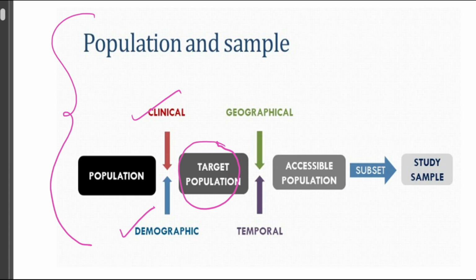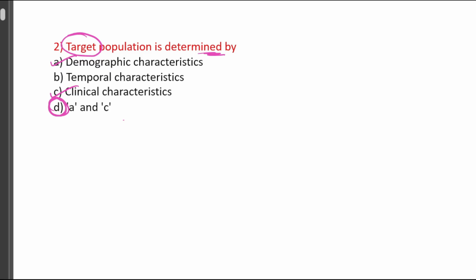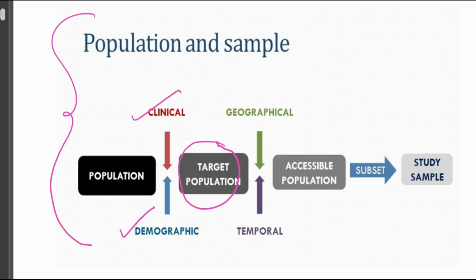We will come across many questions in this chapter pertaining to this chart, but as far as our question is concerned, the target population is determined by both demographic characteristics and clinical characteristics, which is being seen from this chart. Okay, please remember this answer and the question.